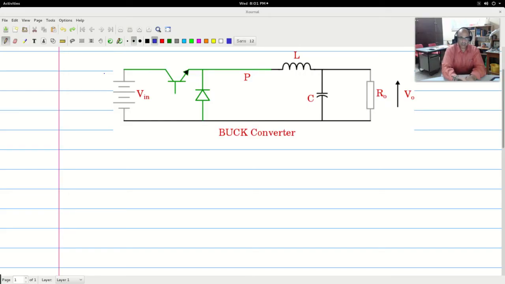This is the buck converter circuit. We shall now go to the writing pad and see the input-output relationship using the parameter D or the duty ratio. Let us first define the parameter D. Now D is called the duty ratio. Now what is the duty ratio?